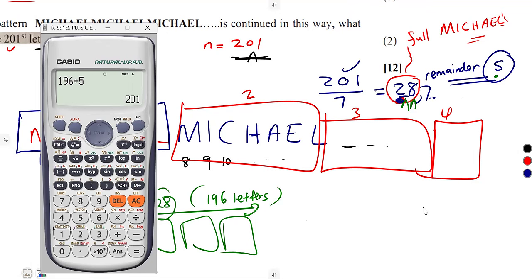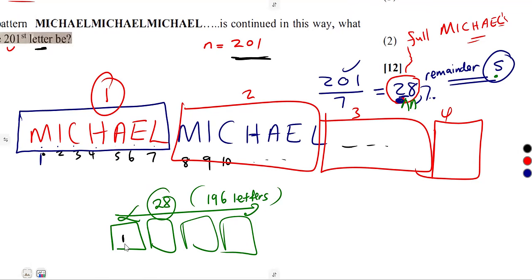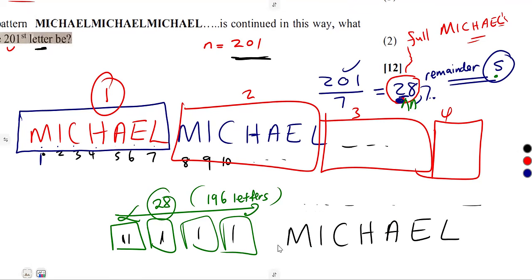Remember, guys, this is the word Michael. It is full. It is full. It is full. Then there are 5 letters that are remaining from that word Michael. We did not complete it. For us to be at 201, we're not going to have 7, because we've got a remainder of 5. So we must count that. 1, 2, 3. We must count, because our remainder is supposed to be 5.